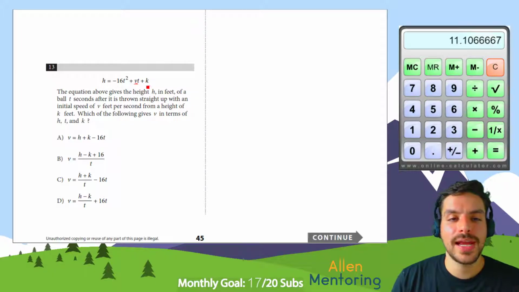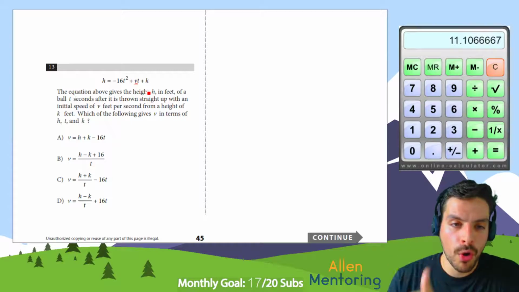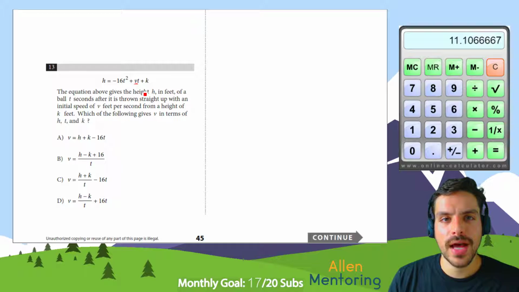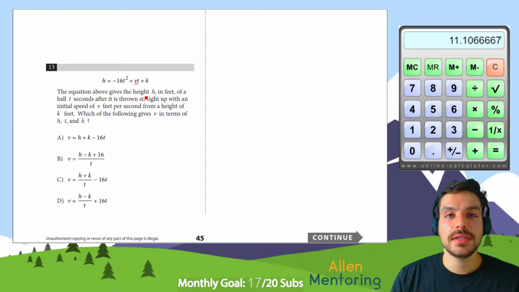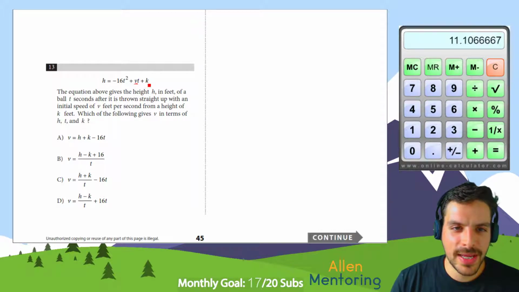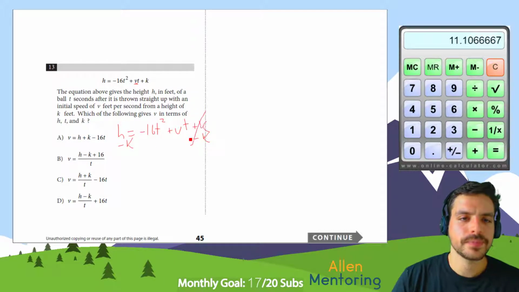We're going to try to get all of the other variables to the other side. Okay, we're going to try to get it all the way to the other side and leave v by itself. And the way that we're going to do that is by doing the opposite to both sides, just like any other algebra problem. So let's start with maybe getting this k out of there. So let me rewrite this. h is equal to negative 16t squared plus vt plus k. Okay, so the first move we're going to do is subtract k out of here, and we're going to do it to both sides.